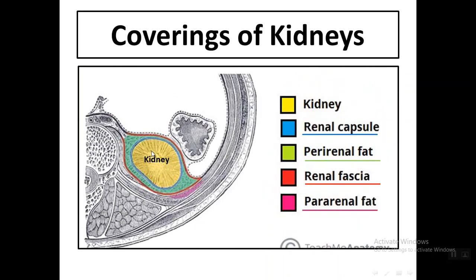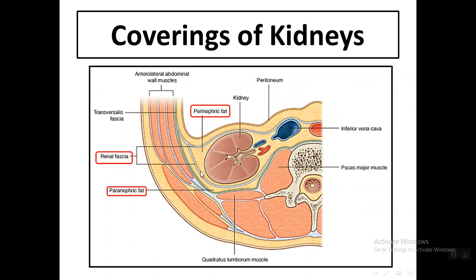These are the layers surrounding the kidney. This is a transverse section showing the kidney and the layers covering it: the renal capsule, the perirenal fat, the renal fascia, and the pararenal fat. We can see that the renal fascia is continuous with the transversalis fascia of the anterolateral abdominal wall.